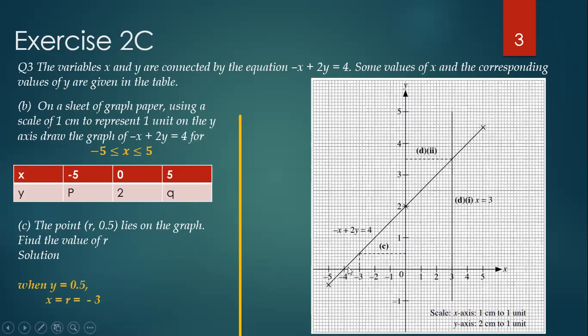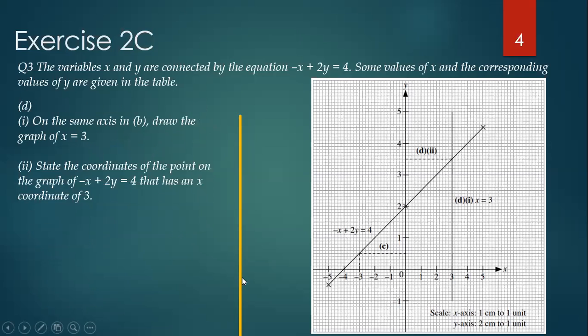Okay. So when y is 0.5, x will be r basically, because r is lying somewhere on the x-axis. So x is r, which is minus 3. So this is 0.5, and it is meeting at minus 3.